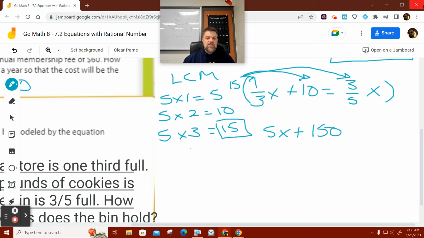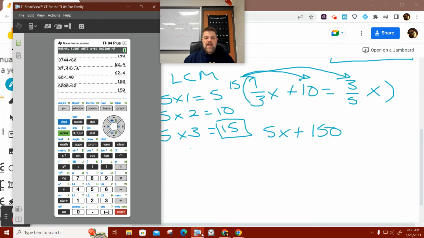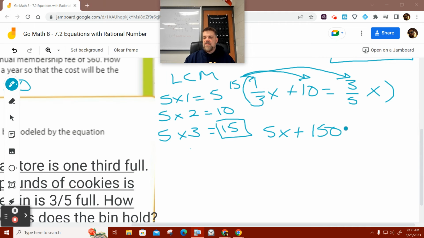45. Let me do this on the calculator so you guys can see. I know I shout out stuff. I'm doing this in my head, but if you can't do it in your head, 15 times the numerator, which is 3, equals 45. Then I divide that by the denominator, which is 5, which gives 9. So this whole thing equals 9x.